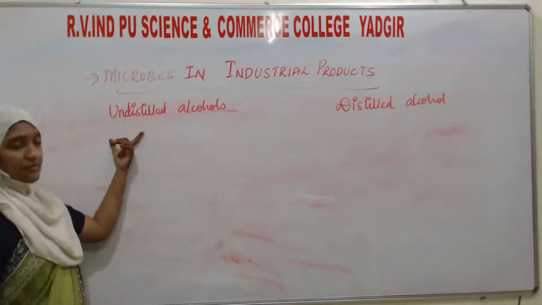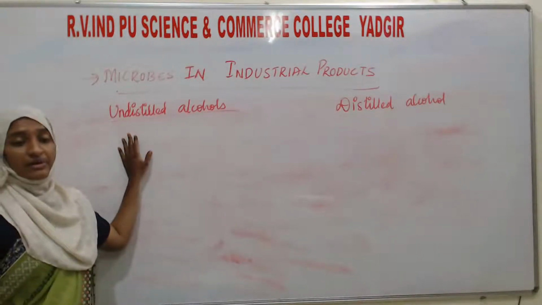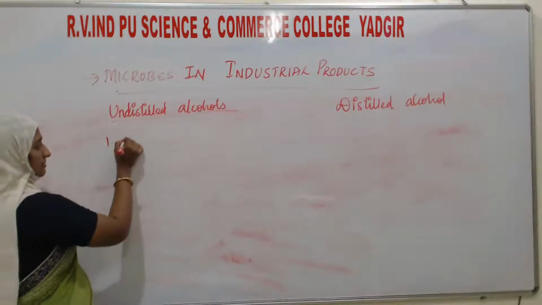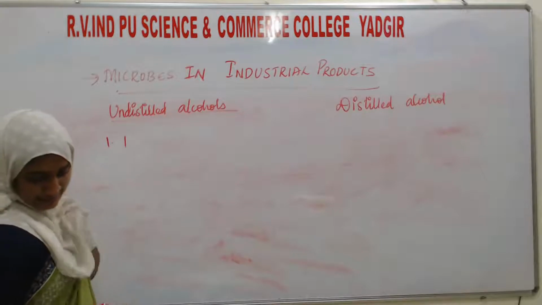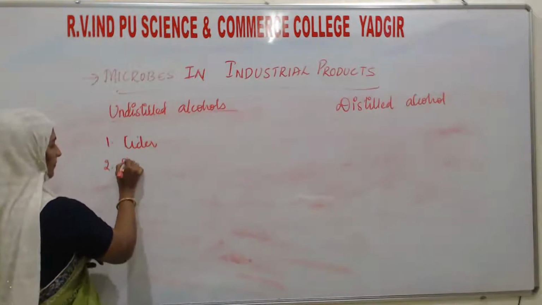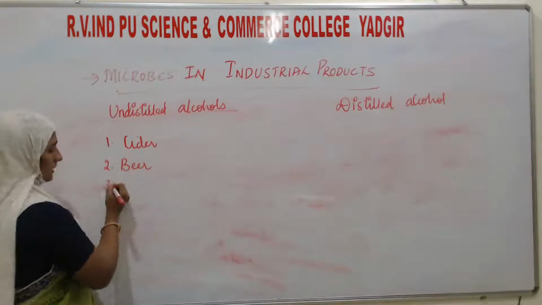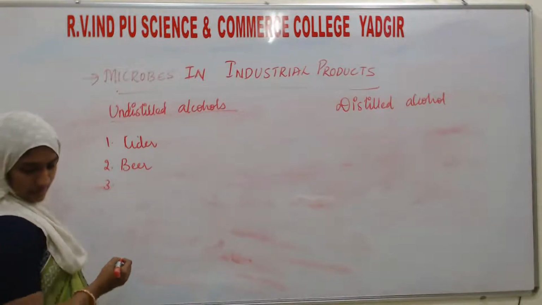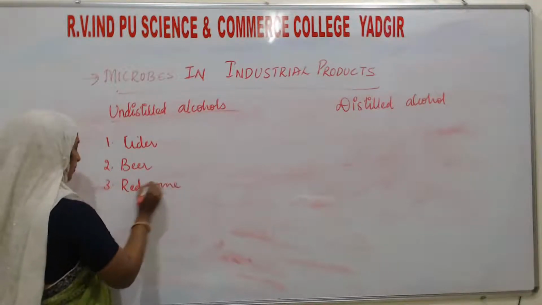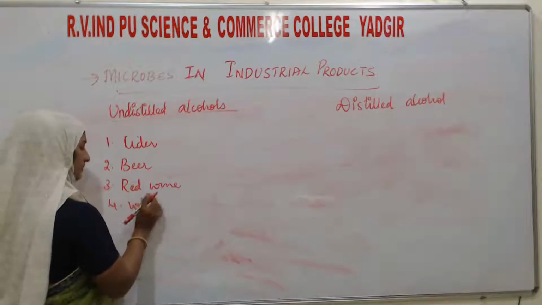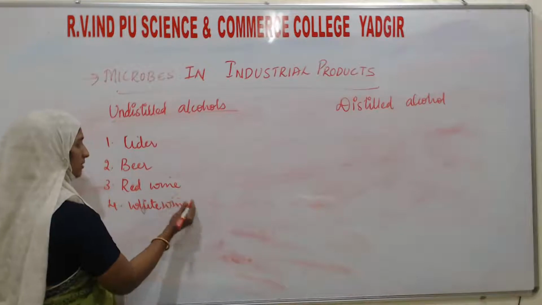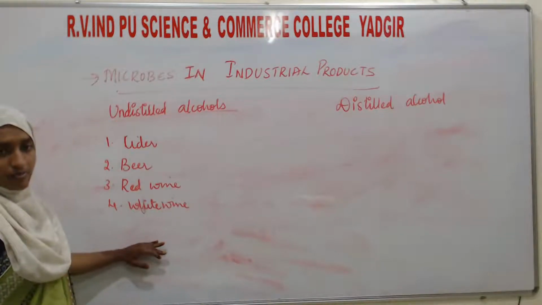And this undistilled, we can call it the simple fermented products. Okay, so what are they? That is beer, first one, and that is cider. Beer is there. Then next, that is red wine, white wine. So these all are what? Some of the simple fermented products.